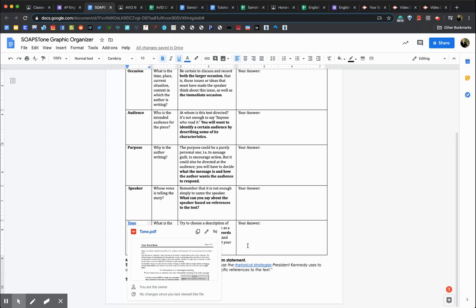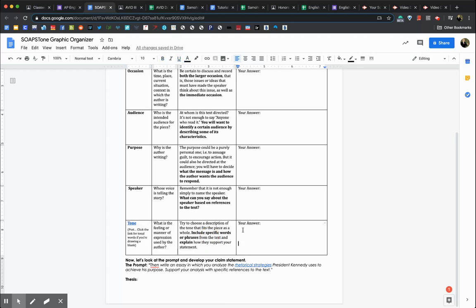So you're going to try and choose a description of the tone that fits the piece as a whole. Include specific words or phrases from the text and explain how they support that tonal statement. Okay, so if you're going to go in here and put melancholy, put in quotes in here and explain to me how it is melancholy. How does that prove your tone?